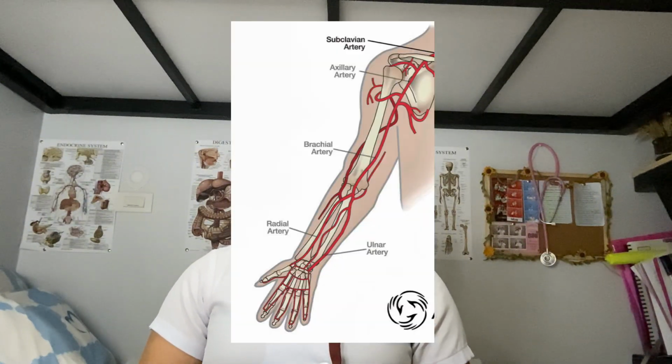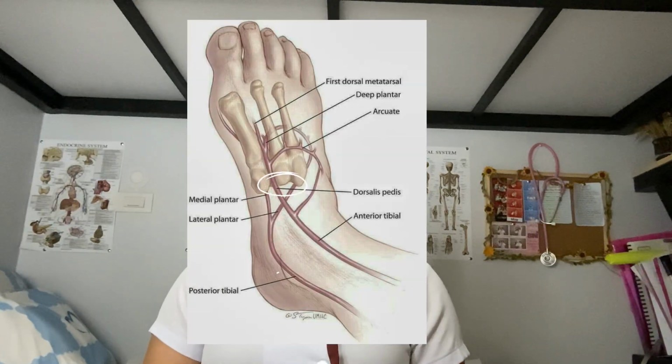The ABI test compares systolic blood pressure in the brachial arteries of the arms with systolic pressure in the dorsalis pedis and posterior tibial arteries of the ankles. This ratio provides a reliable measure of arterial perfusion. ABI is quick, inexpensive, reproducible, and is considered the first-line screening tool for PAD.